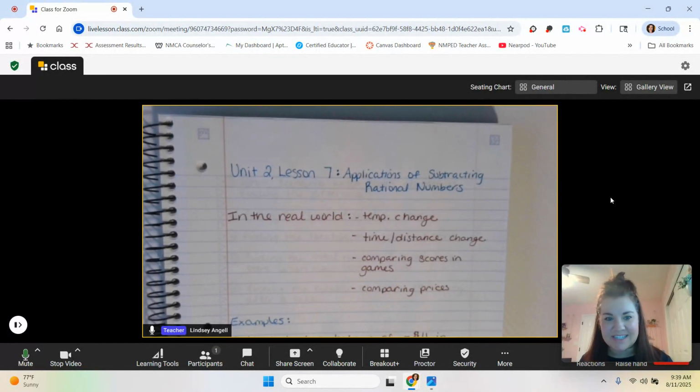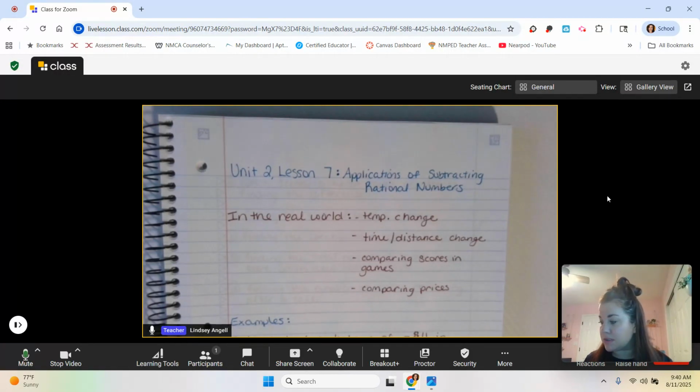Hi everyone, this is Unit 2, Lesson 7, Applications of Subtracting Rational Numbers. So, ways that we can apply subtracting, or where we see subtracting in real life. The numbers aren't always going to be whole numbers. More often than not, they're going to be rational numbers. So they could be fractions, decimals, positive, negative, whole numbers, right? It just varies.